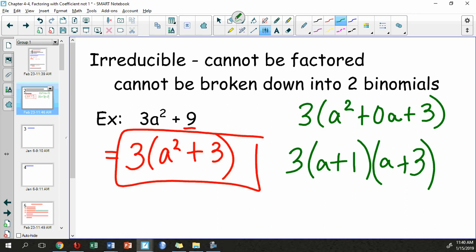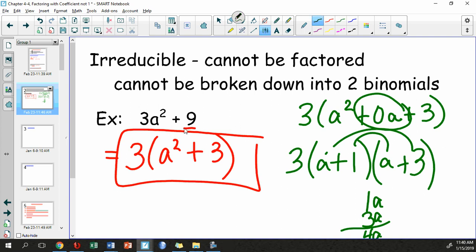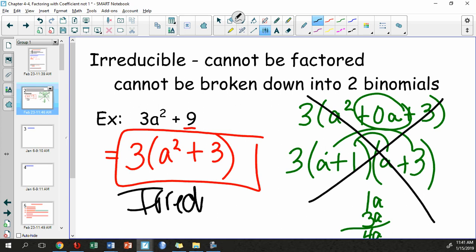Now, here's my question. If I check inner, that gives me a 1a. If I check outer, that gives me a 3a to give me 4a. Is that what I needed to obtain? No. Can I do anything else to get a 0a? No. You know what that means? This is what we call irreducible, meaning I cannot break it down into two binomials because there's no possible factors of 3 that will obtain the middle term of 0. We all understand that.